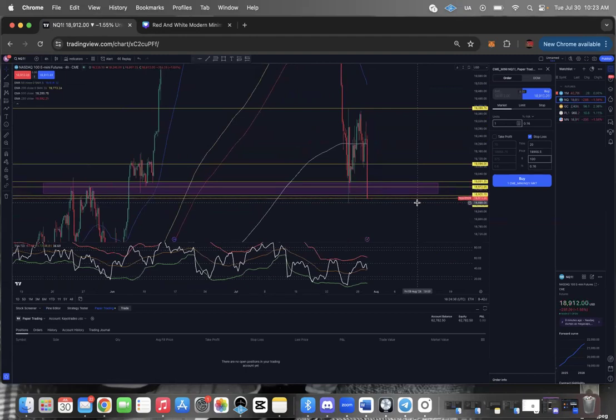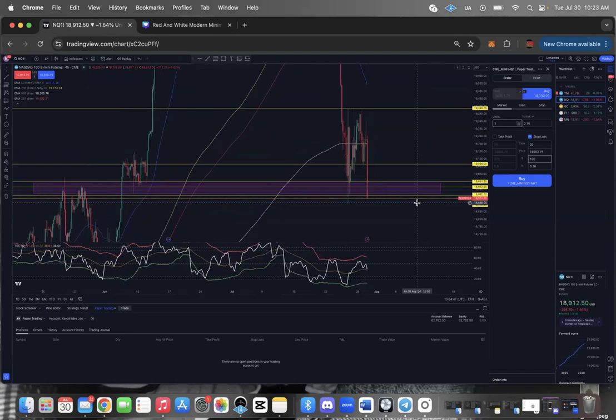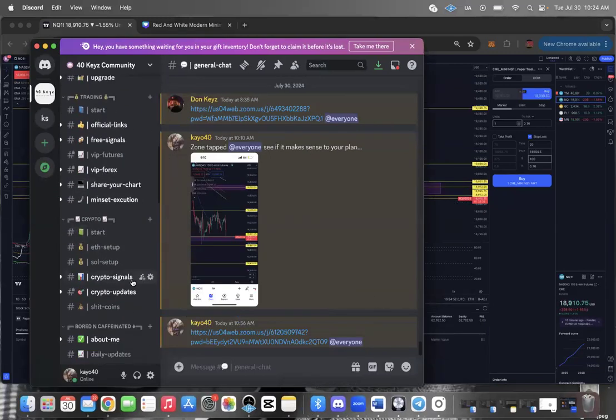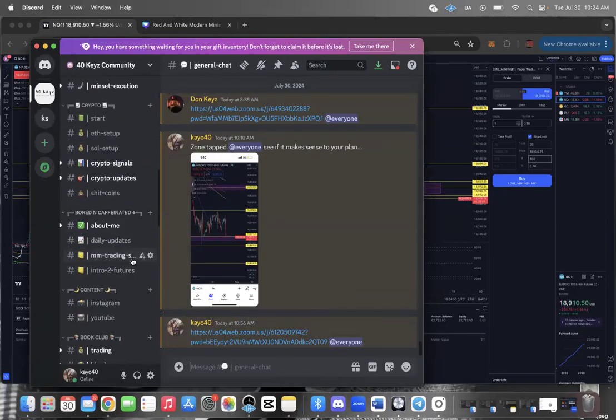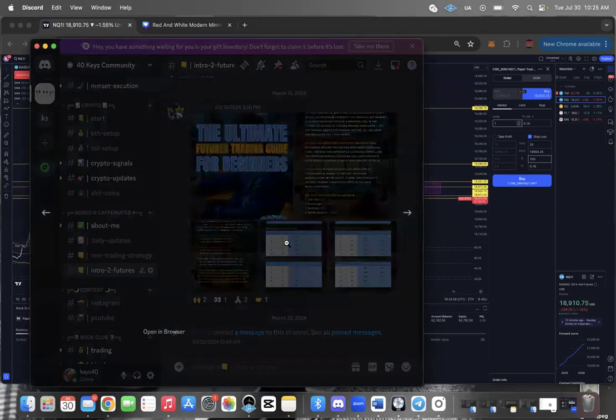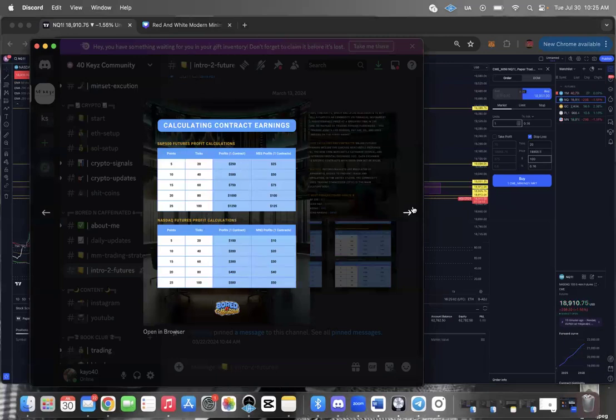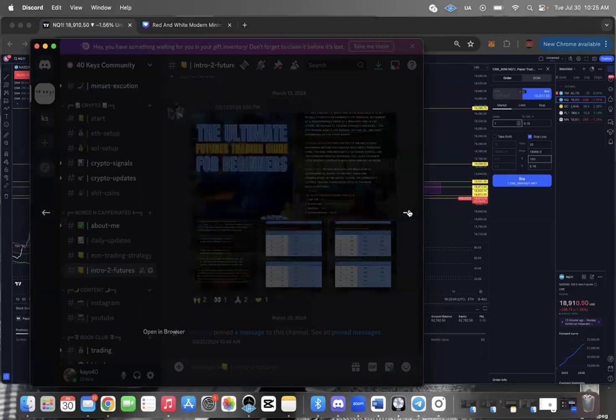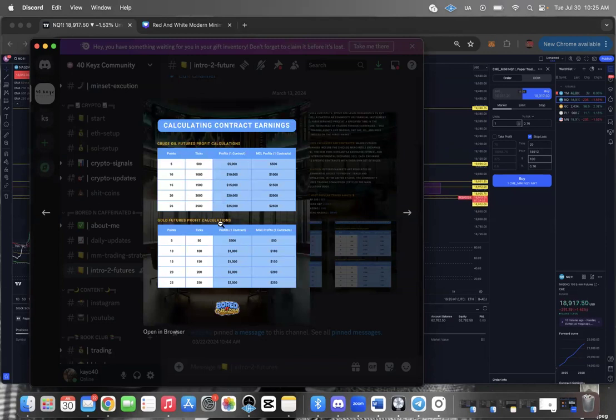Do you have a calculator you use online, or do you just stick with TradingView for lot sizes and calculation? I just know the lot sizes, but if you go into the Discord and go to the board and caffeinated page and go to intro to futures, he has a few right here. So he's got Nas, he's got S&P, he's got oil, and he's got gold. Great, thank you.